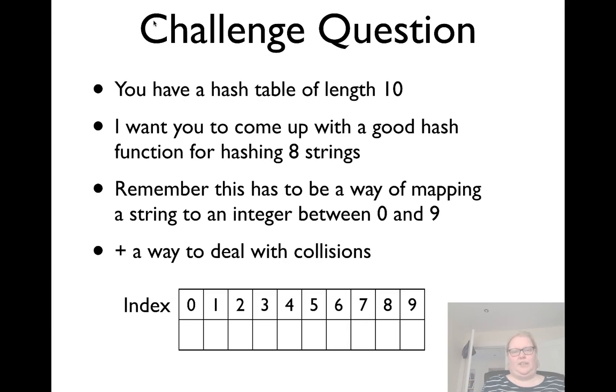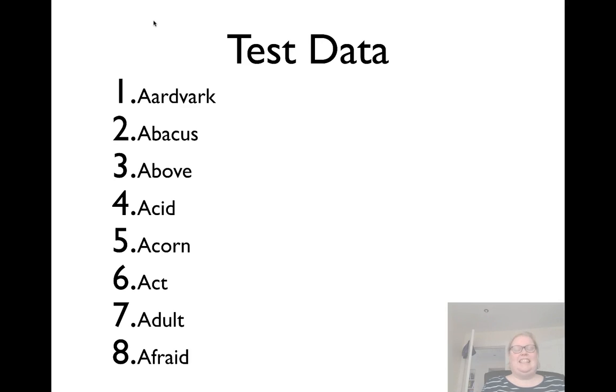Okay, so challenge question. I've given you a hash table of length 10. I want you to come up with a good hash function for hashing 8 strings. Remember, this is a way of mapping a string to an integer between 0 and 9, and also a way to deal with collisions. So a primary hash function, the first one you use, and a secondary hash function, the one you use with collisions. And your data is the same as you've done already. So I'll leave you to do that in your class, and also I will give you a Java task to do.